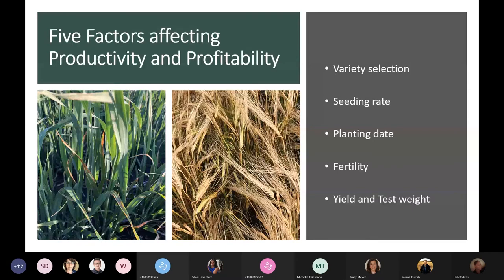And because barley tends to mature earlier than wheat and canola in Saskatchewan, most farmers will be tempted to seed it later, or they'll probably seed some early and then go back and seed some on the back end of seeding. But research out of Alberta has suggested that seeding malt barley early results in better grain quality than later seeded barley.